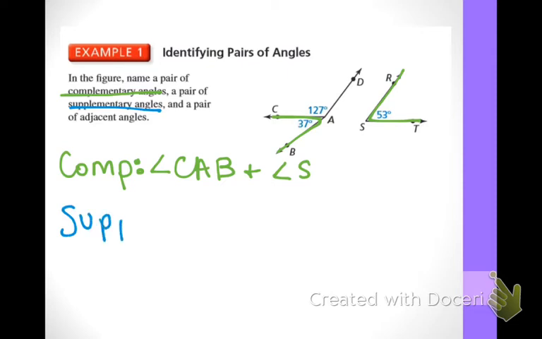All right, supplementary angles. I'm going to write sup. Supplementary angles are two angles that add up to 180 degrees. So what two numbers add up to 180? 127 and 53. So I want to name these two. Again, 127 degrees, I can't name it angle A, so what can I name it? CAD. You could say DAC as well, same thing. And then 53 degrees, we can name angle S again.